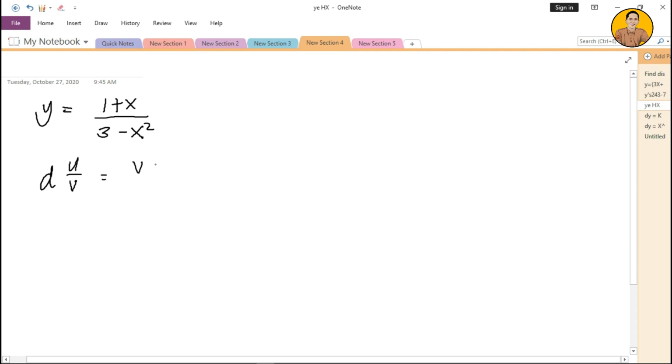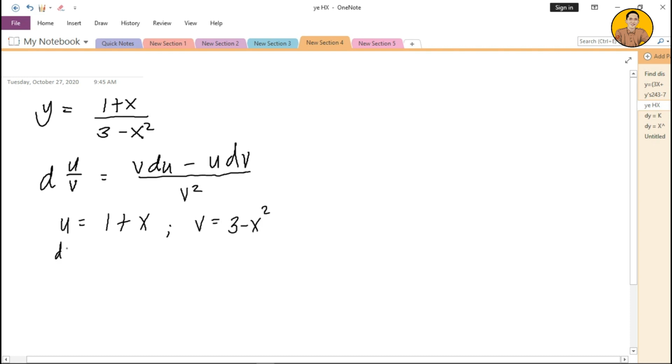Differentiate your numerator. So this is du. Then subtract your numerator. Copy that and differentiate your denominator. So this is dv. This is all over, okay, the square of your denominator. So v squared. So basically, that's how you find or you use the quotient rule. Here, so u is 1 plus x, okay? Then we have here v equals, so this denominator, so this is 3 minus x squared.